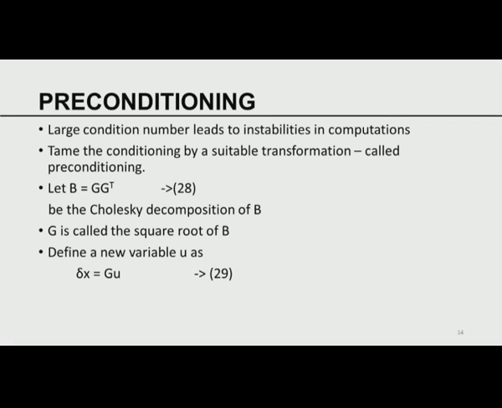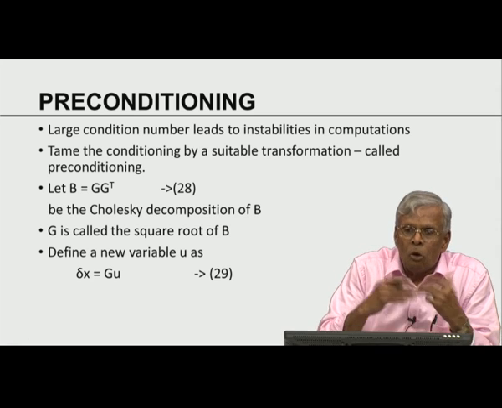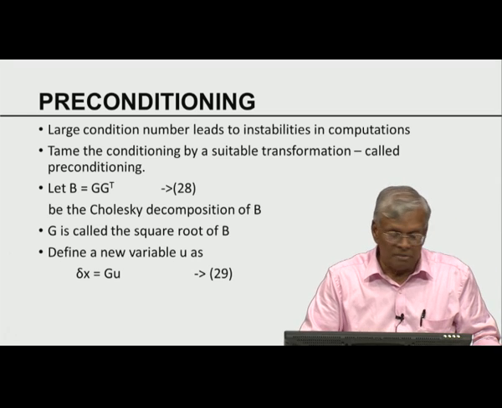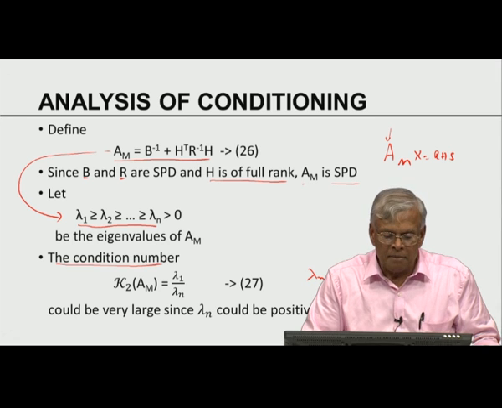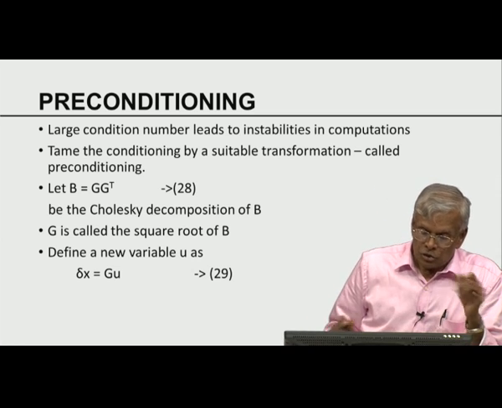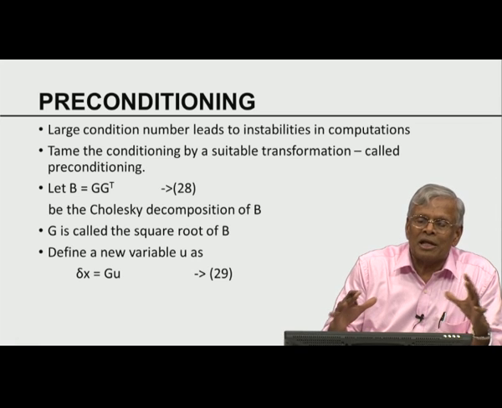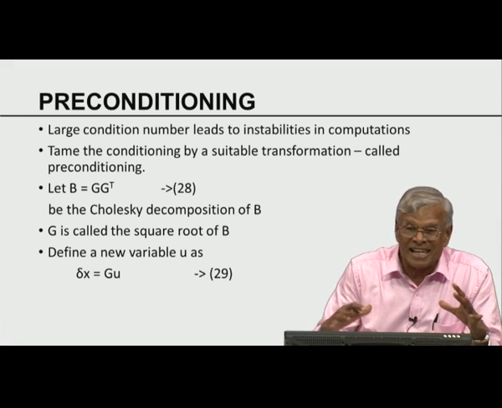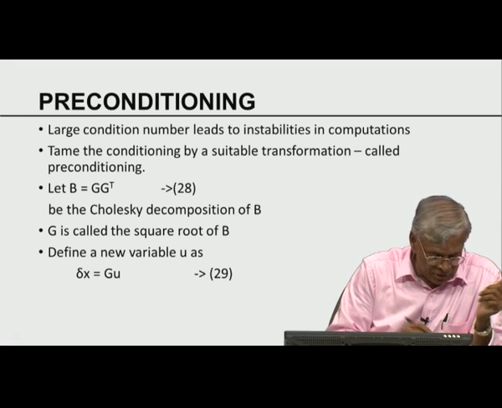To tame the conditioning we use a suitable transformation called preconditioning. So preconditioning is the methodology by which I am going to get around the challenges posed by an ill conditioned matrix, or a matrix with large condition number. What is the matrix of interest here? AM. What is AM? AM is the sum of B inverse plus H transpose R inverse H. These are all mathematical considerations. So how am I going to develop a preconditioning to avoid the challenges of ill conditioned or nearly ill conditioned matrices? That is what we are going to discuss now.